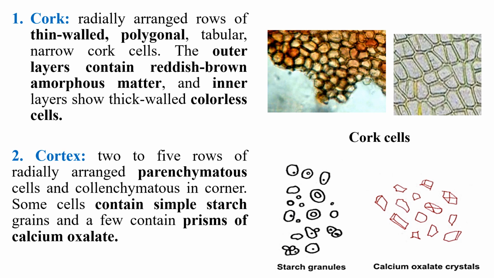The first layer is the cork. It consists of radially arranged rows of thin-walled, polygonal, tabular, narrow cork cells. The outer cork contains reddish-brown pigment, as you can see here in this photo, and it's responsible for the brown color of the licorice root, while the inner cork cells are devoid of coloring matter. After that, the cortex layer, as we see in the TS diagram, contains parenchyma cells packed with simple starch granules and a few prisms of calcium oxalate.